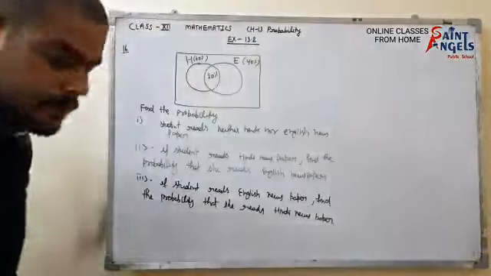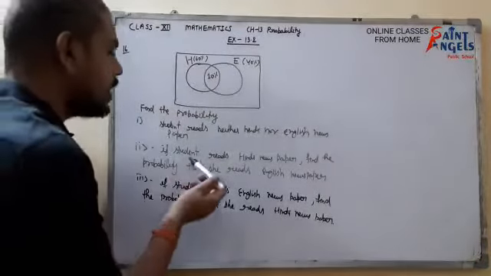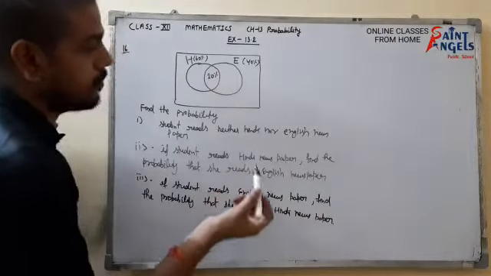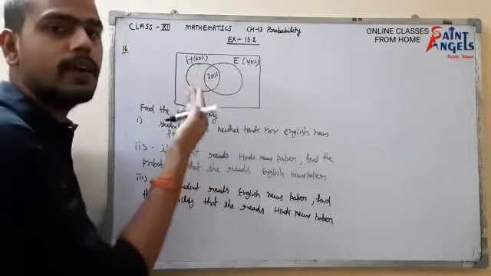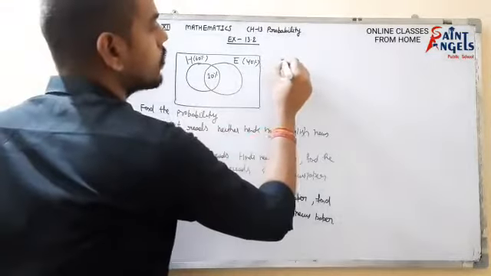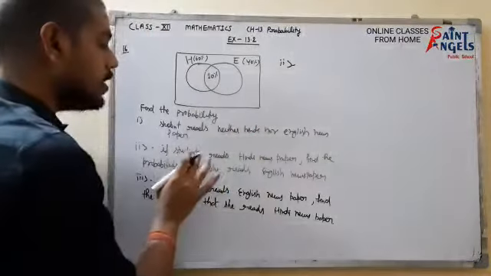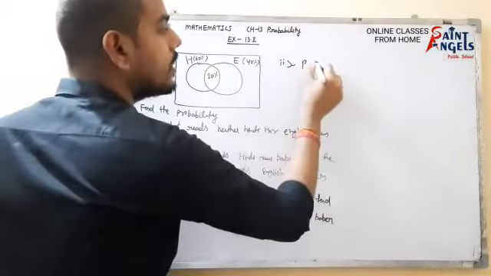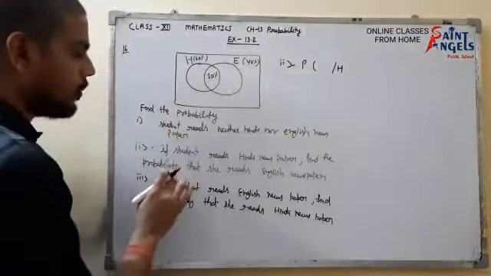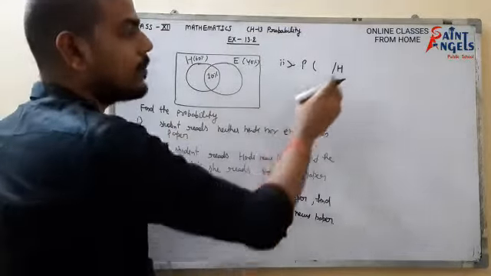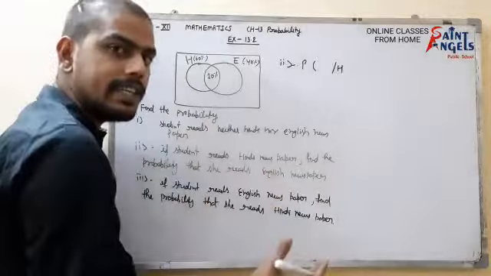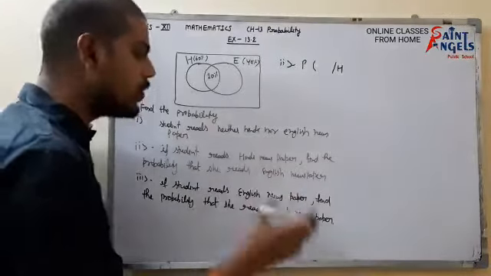The second part is: if a student reads the Hindi newspaper, find the probability that she reads the English newspaper. Here, suppose H is the event of reading the Hindi newspaper and E is the event of reading the English newspaper. So I am solving the second part. We are given that the student is already reading the Hindi newspaper. Then find the probability that she reads the English newspaper. The condition given is that she is reading the Hindi newspaper. Then what is the probability that she will also read the English newspaper?